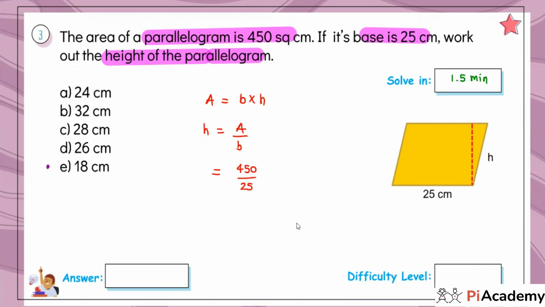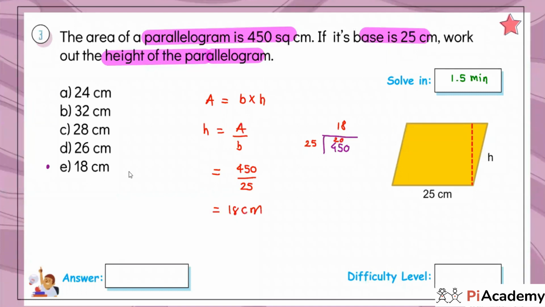Now it's on you how you handle this. You can use short division or long division. Let me use short division. So 25 times 2 is more than 45, but 25 times 1 is 25. So how much is left? 20 is left, and this 0 will make 200 together, right? And 25 times 8 gives me 200 with the remainder 0. So my answer is 18 centimeters.